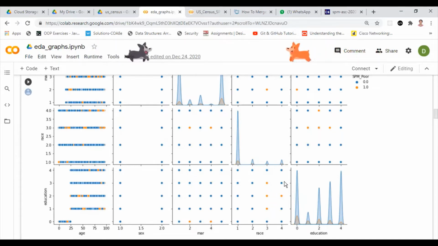And we can also see that some races are poorer than the others. For example, here in our example, blacks are quite poorer when compared to whites, and also we can see that others like Hispanic are also slightly poorer when compared to the majority whites.